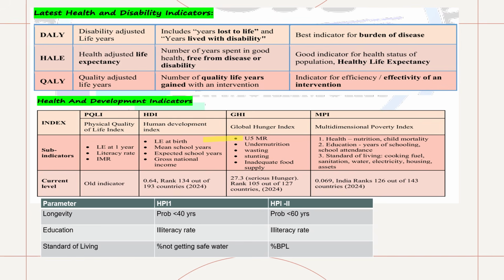Now coming to the next indicator, which is HPI, Human Poverty Index. It encompasses three: longevity, education, standard of living. So HPI is a negative indicator. So how many people are there for whom there is a probability that they will not survive more than 40 years. Probability of dying before 40 years is one component. Illiteracy rate is a second component. So all negative parameters will be there, and percentage not getting safe water will be standard of living. HPI2 is another defined component in which we take probability of living less than 60 years, illiteracy rate, and percentage of BPL families. So it encompasses the BPL families.